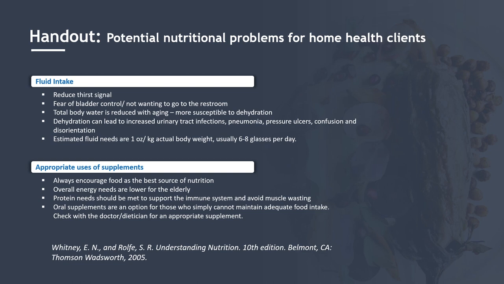Appropriate uses of supplements. Always encourage food as the best source of nutrition. Overall energy needs are lower for the elderly. Protein needs should be met to support the immune system and avoid muscle wasting. Oral supplements are an option for those who simply cannot maintain adequate food intake. Check with the doctor or dietitian for an appropriate supplement.